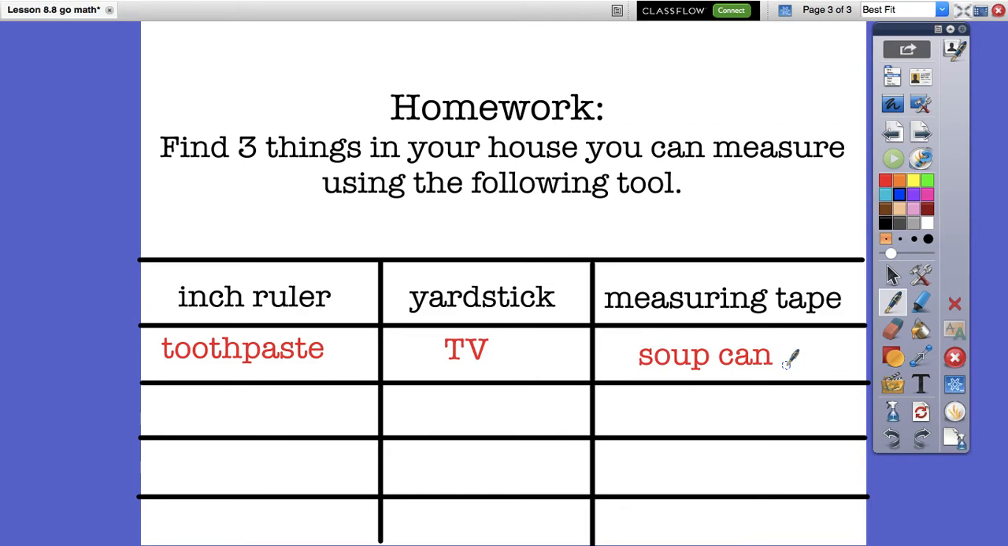When you're all done writing your 3 things for each column, I'd like you to email them to your teacher. Thank you.